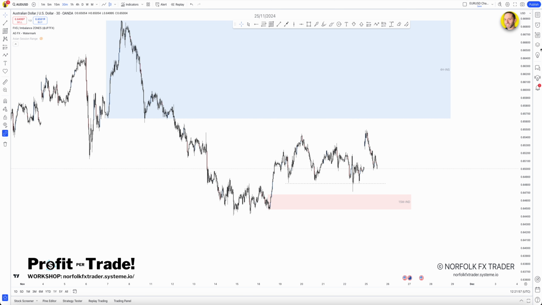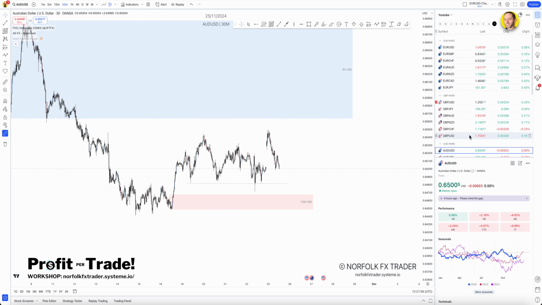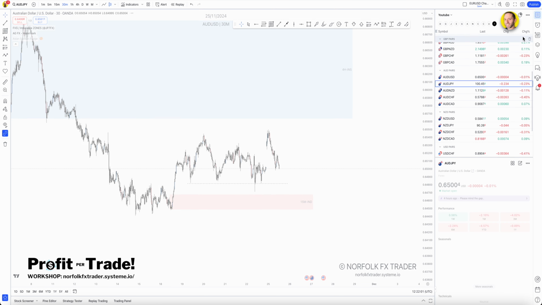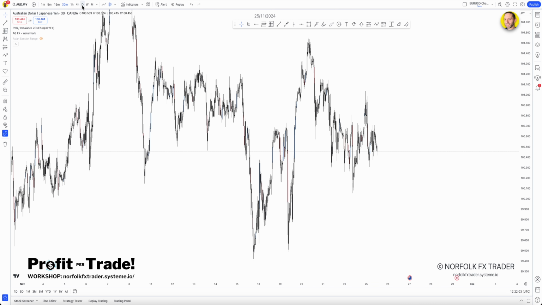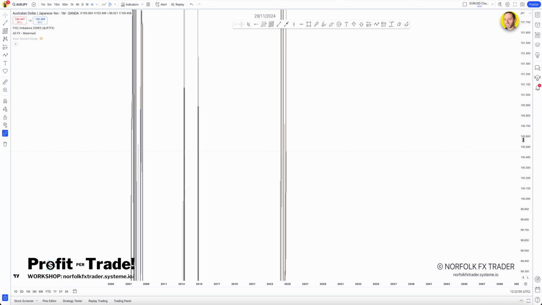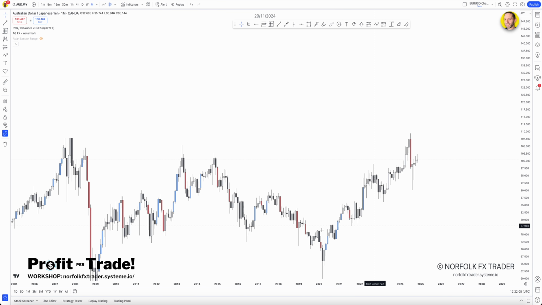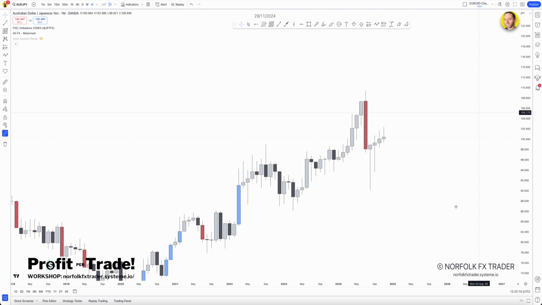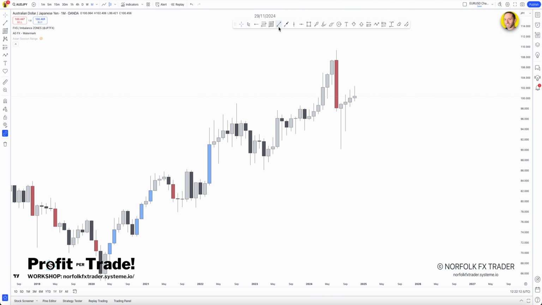Let's see. So that's the AUDUSD. Let's look at the next pair on that list, which is the Japanese yen. Again, let's just go quickly to a monthly. I'm going to go through these a bit quicker again. Let's just mark these up and speed this up a bit.